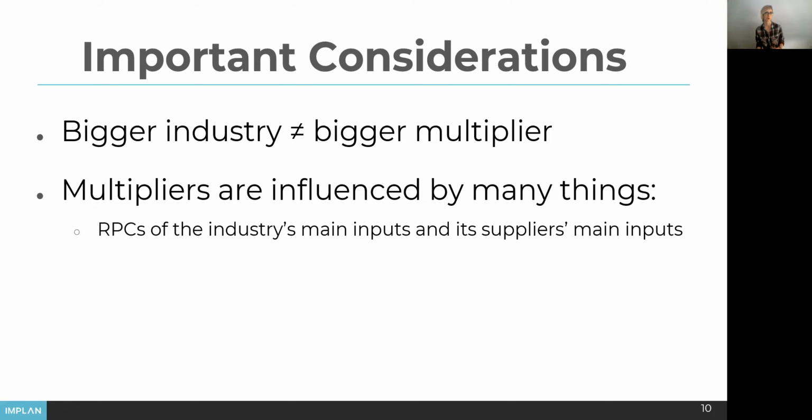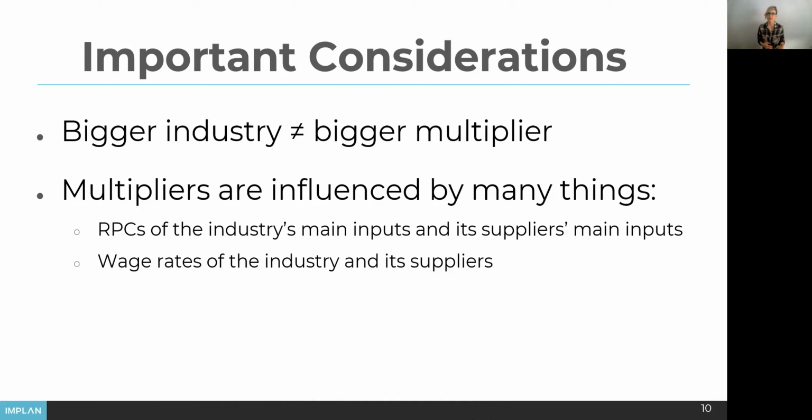So if an industry buys a lot of inputs that aren't produced locally, all else equal, it's going to have a smaller multiplier, even if it's a big industry. If it can't acquire any of its inputs locally, it's not going to have much of an extra multiplier effect in the region. Another thing is wage rates of the industry and its main suppliers. So suppose that industry doesn't buy a lot of inputs locally, but it has really highly paid workers and a lot of workers. And those workers live locally.